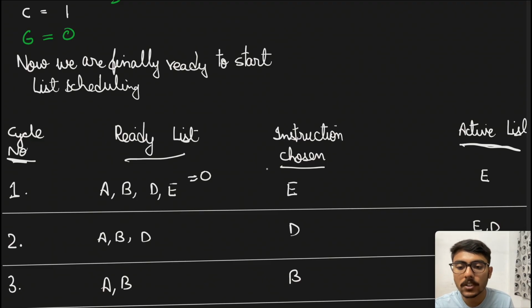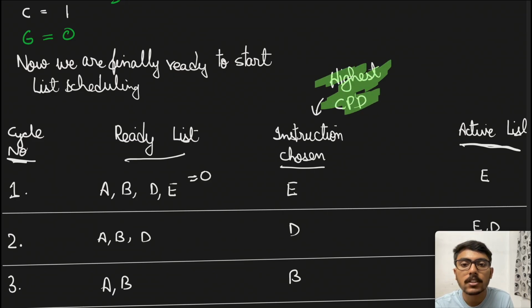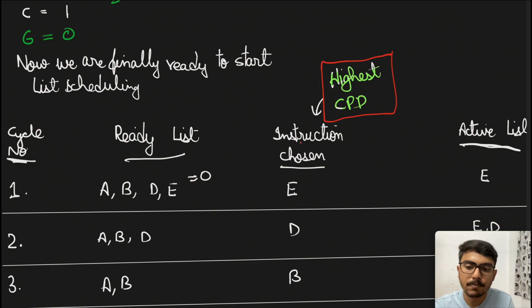How will we choose the instruction? Instruction choosing is very important when it comes to list scheduling, and it will only be chosen with the value of highest CPD. I want you to pay close attention here, because this is important. We need to use the highest CPD in order to choose the instruction, just because we need to find the instruction that will take the longest time to execute.